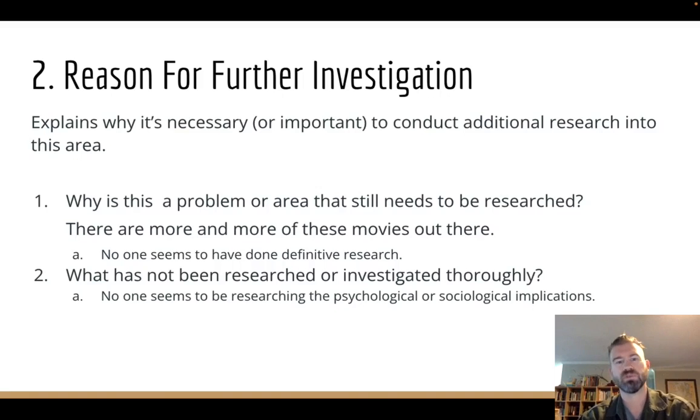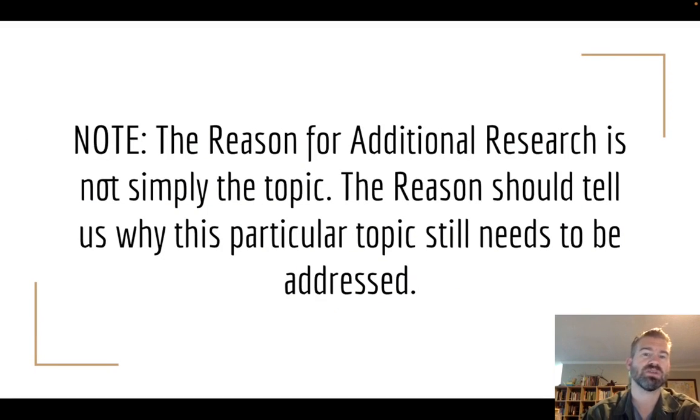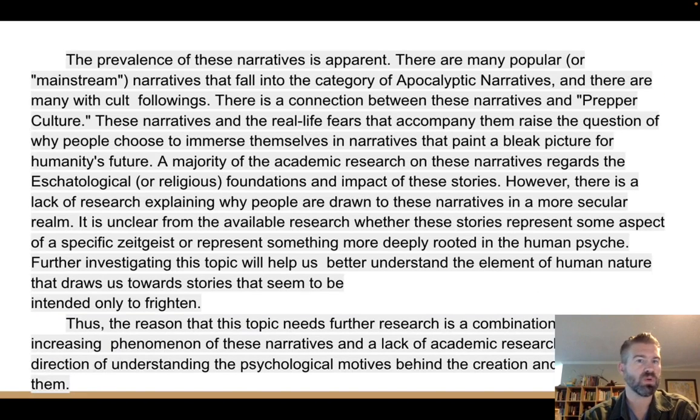So in that reason for further investigation, why is this a problem that needs to be researched? There are more and more topics, ideas, things on this out there. And then what has not been researched or investigated thoroughly. And again, remember that the reason for additional research is not simply the topic. The reason should tell us why this topic still needs to be addressed and what can be done about it. So I'm going to jump forward again here. Here's the example from the example. Again, I did it again. And you can go read that on your own.